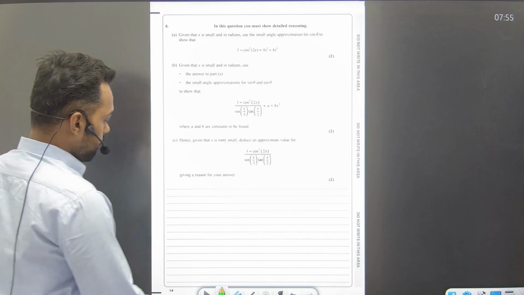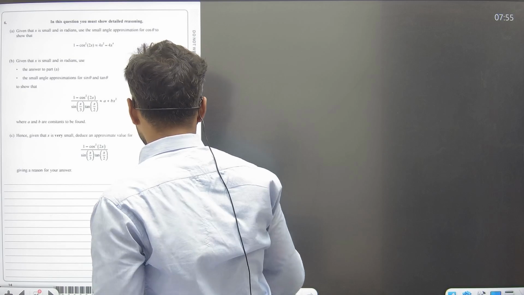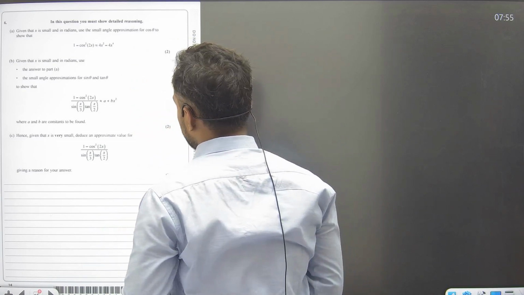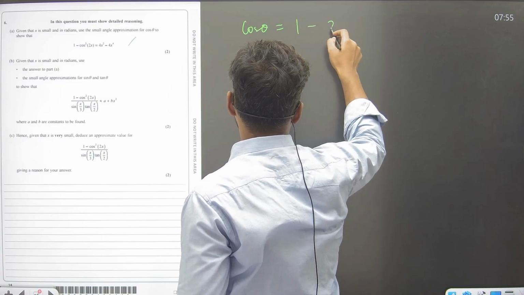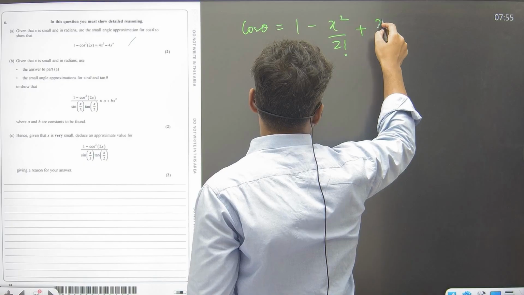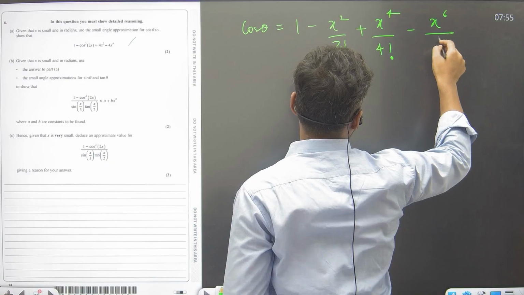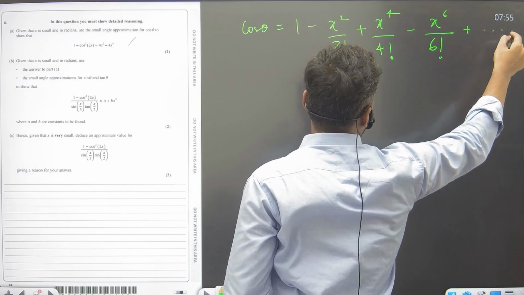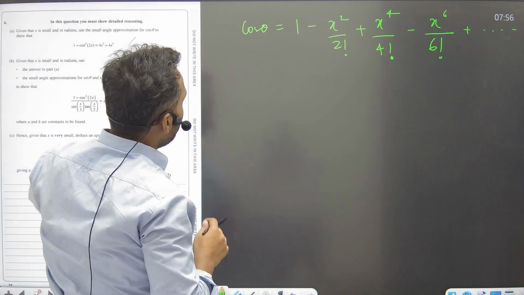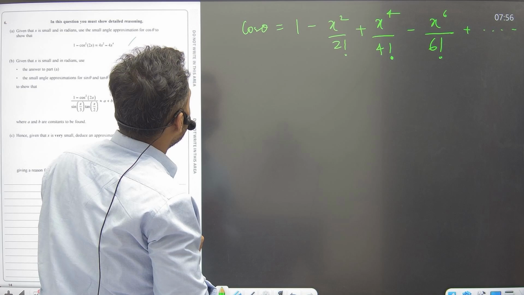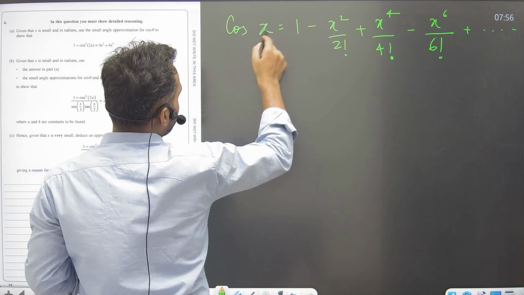Now let's move to the next question: given that x is small and in radians, use the small angle approximation for cos theta to show that this particular part. So we know that cos x will be equal to 1 minus x square by 2 factorial plus x power 4 by 4 factorial minus x power 6 by 6 factorial plus dot dot dot. This is how this series expands. This is cos x, student.